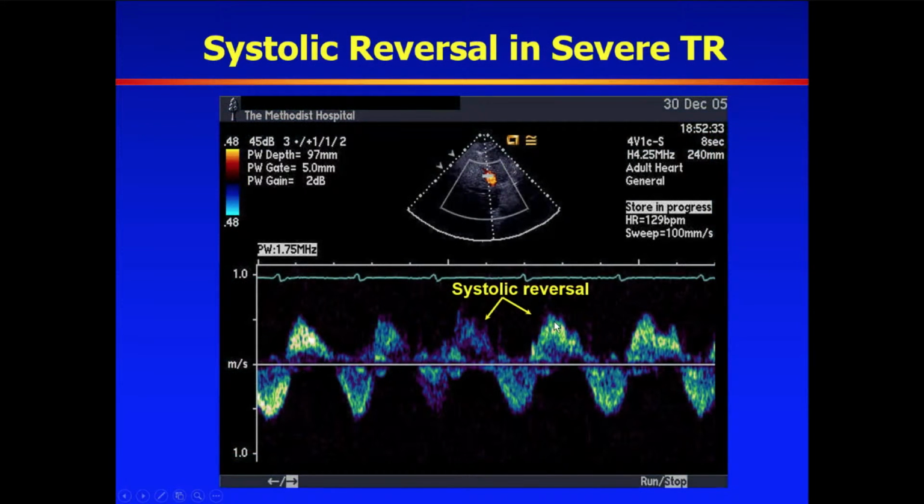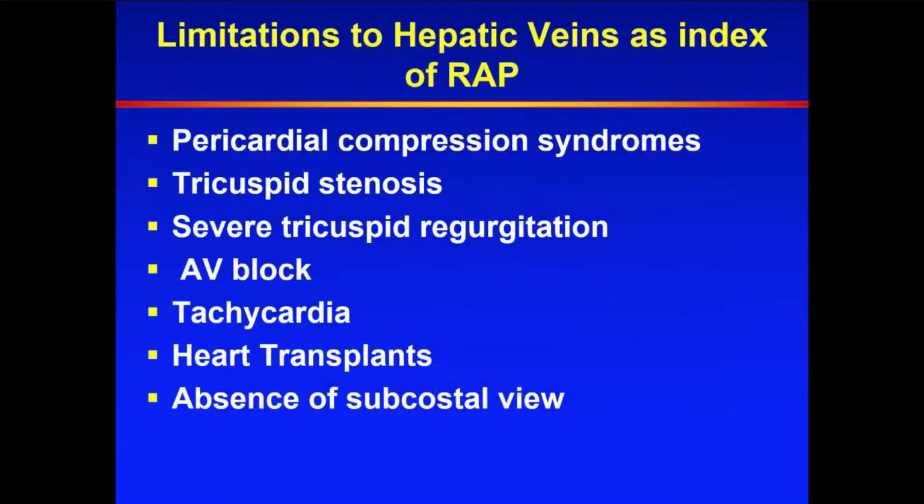How about systolic reversal? This is a holosystolic reversal that you see, and it's taken from a patient with severe tricuspid regurgitation. Estimation of right atrial pressures in patients with severe TR can be challenging in many cases. We'll cover more about TR and systolic reversal later on.